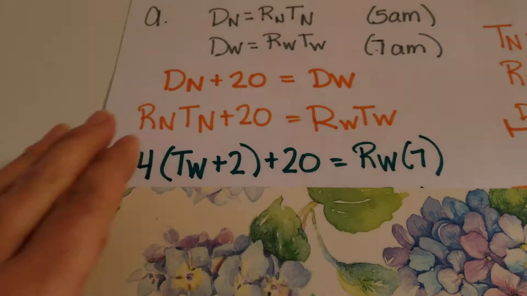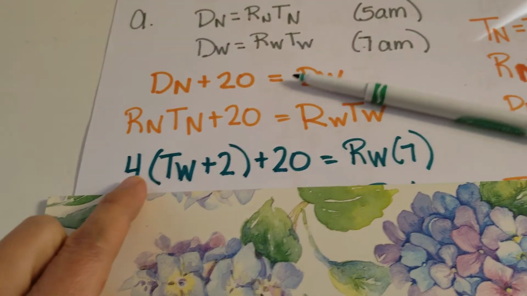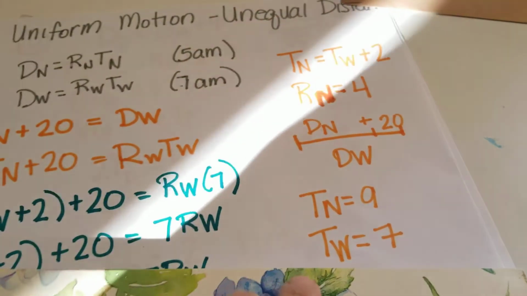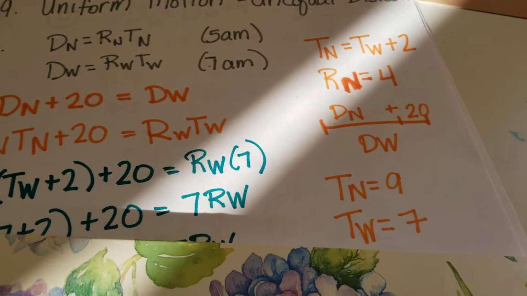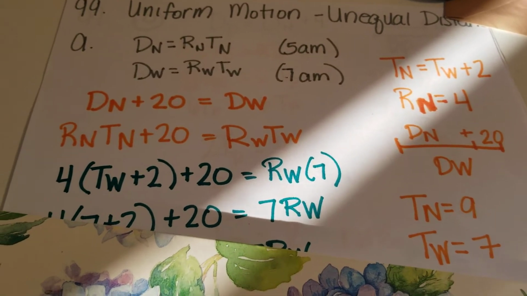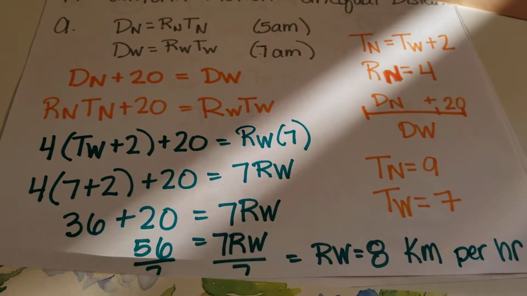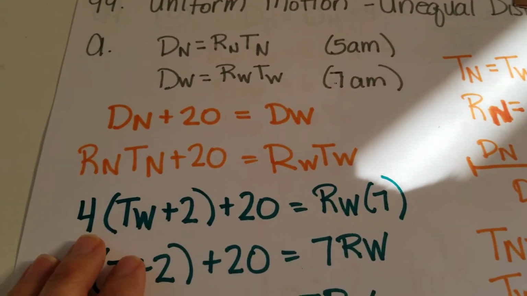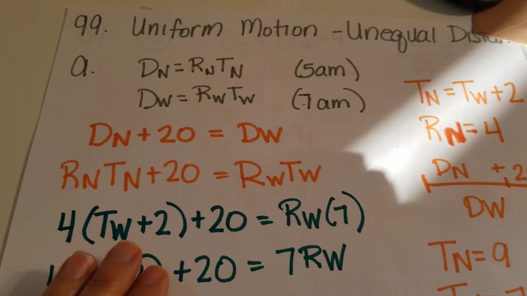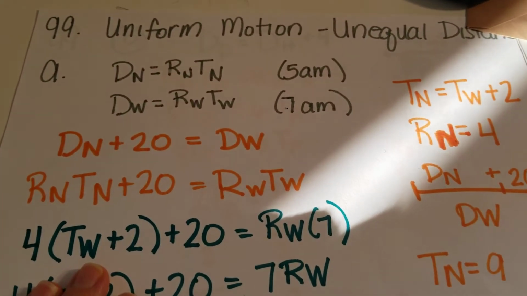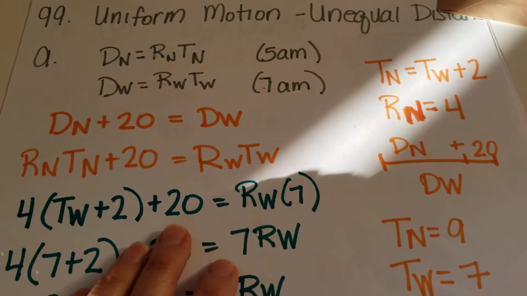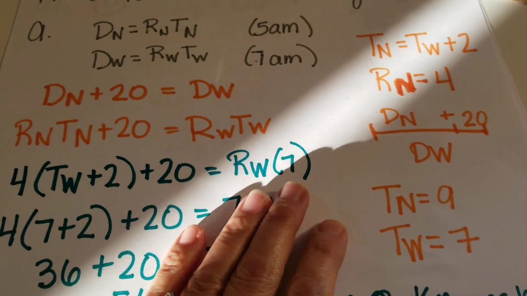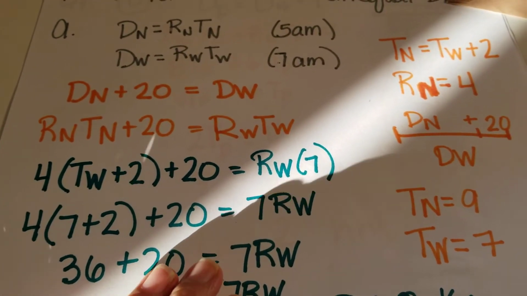Then I started to substitute some more stuff in. In my green marker, the time of Napoleon is 9. We went through that a little bit. And the time of Wellington is 7. So I started plugging some of this stuff in. And the rate up there is 4. So I wrote 4, which is the rate, times the time of Wellington plus 2, plus 20, is equal to the rate of Wellington times 7, because we knew that time was 7.